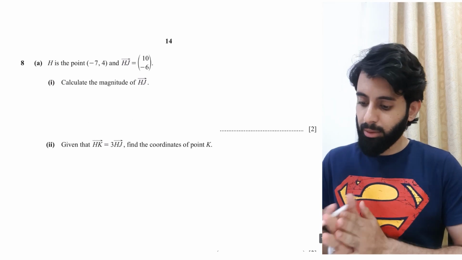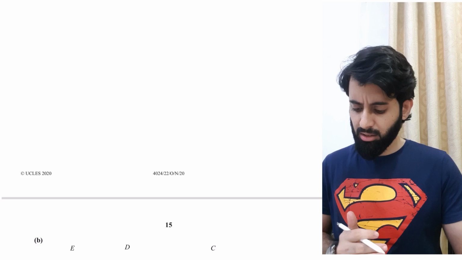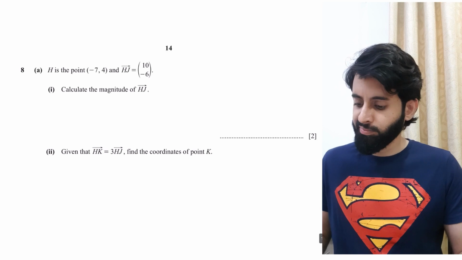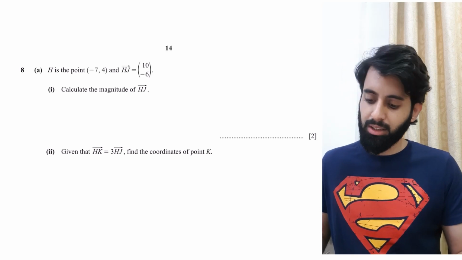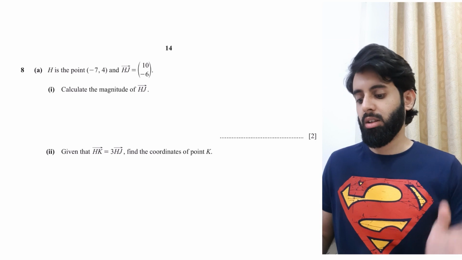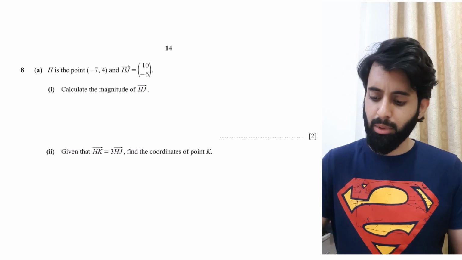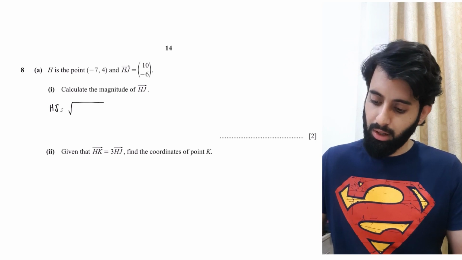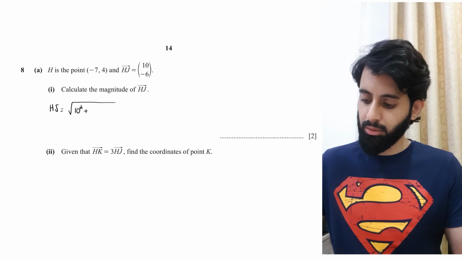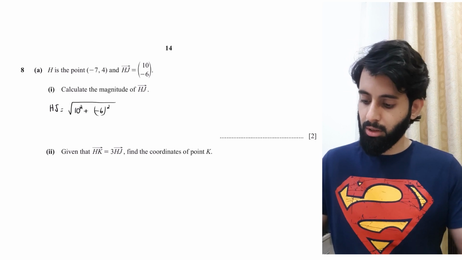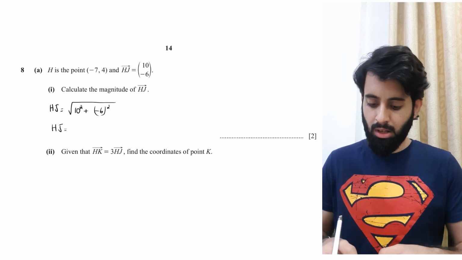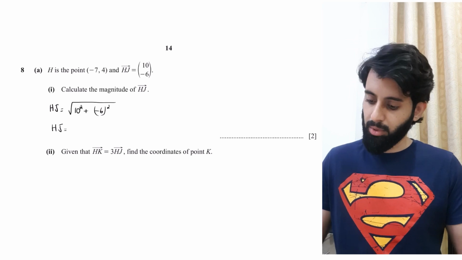So here's question number 8, which is vectors and coordinate geometry. It has a bit of both. H is the point minus 7, 4, and HJ is 10, minus 6. Calculate the magnitude. When you have a vector and you want to work out its magnitude, you simply take the sum of the squares of the individual components x and y, and then take the square root. So HJ is equal to the square root of 10 squared plus 6 squared, which is the square root of 136, equal to 11.66. So let's log this as 11.7.